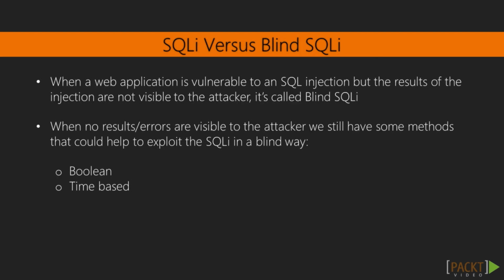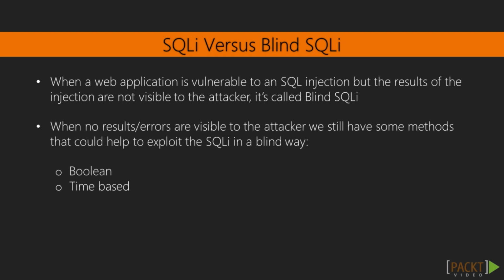When a web application is vulnerable to an SQL injection, but the results of the injection are not visible to the attacker, it's called blind SQL injection. Admins, developers and frameworks are handling errors in order to avoid leaking information. When no results or errors are visible to the attacker, we still have some methods that could help to exploit the SQL injection in a blind way.